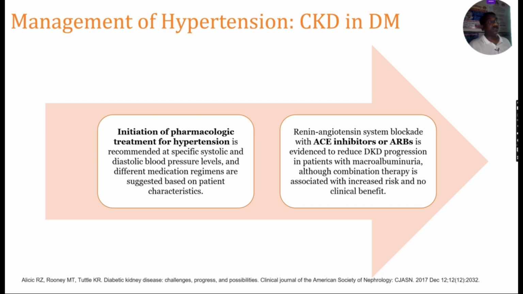Renin-angiotensin system blockade with ACE inhibitors or ARBs is evidence-based to reduce DKD progression in patients with macroalbuminuria, although combination therapy is associated with increased risk and no clinical benefit. So we don't combine ACE inhibitors and ARBs. Preferably, use either an ACE inhibitor or an ARB. Don't combine the ACE and ARBs.